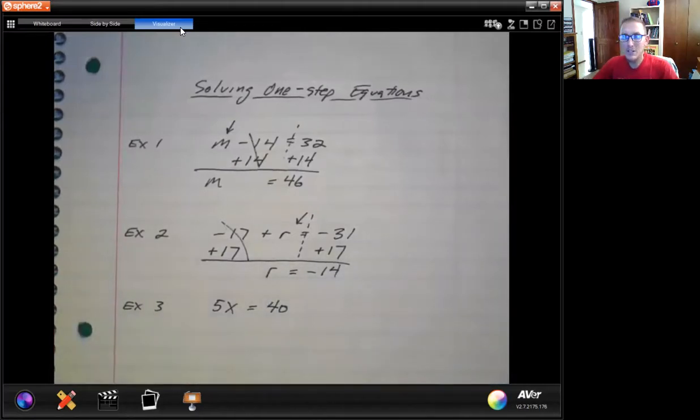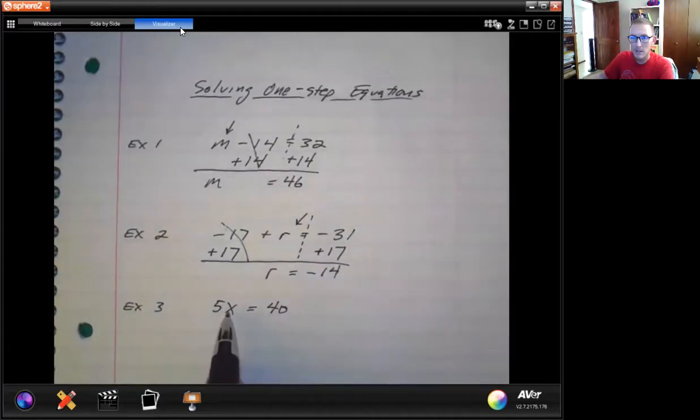Well, now the 5 is touching the variable. If they're touching, that means multiplication. There's nothing separating it. There's no plus or a minus. So if they're touching, it means multiplication. So this means 5 times x.